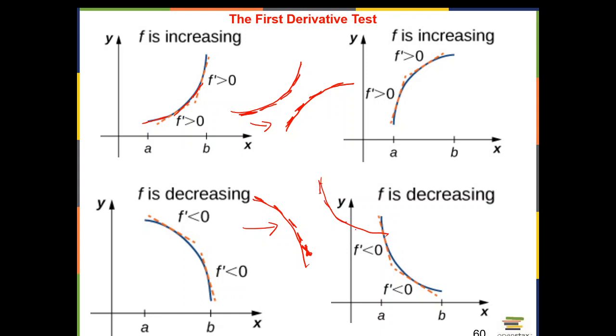And later we're going to talk about this idea: what is the difference between increasing this way and increasing this way? How can we tell? And we're going to talk about that. But for now, we know that if a function is increasing, then the derivative is positive, and if the function is decreasing, then derivative is negative.